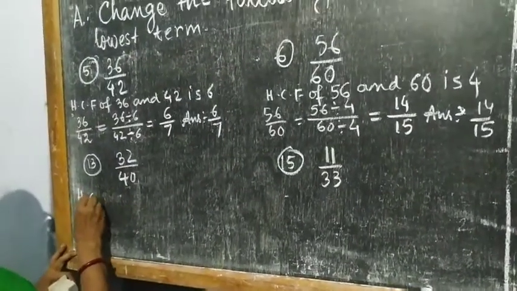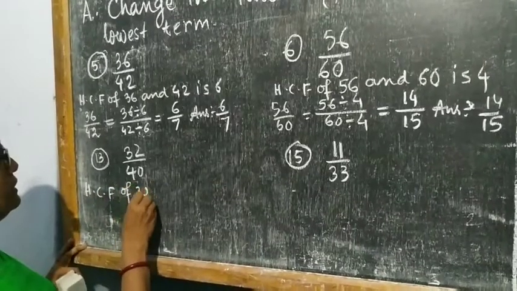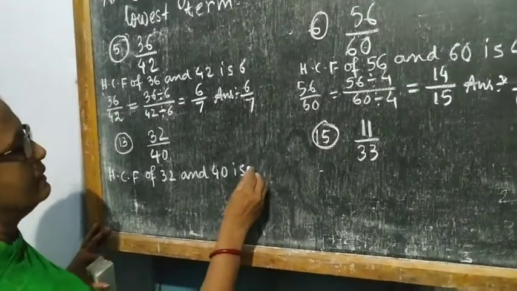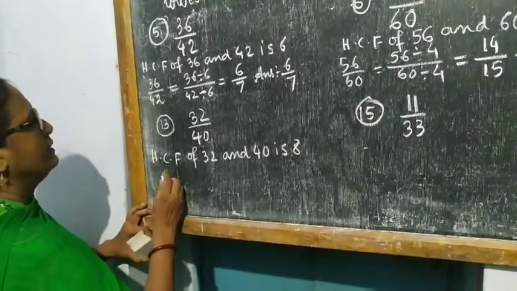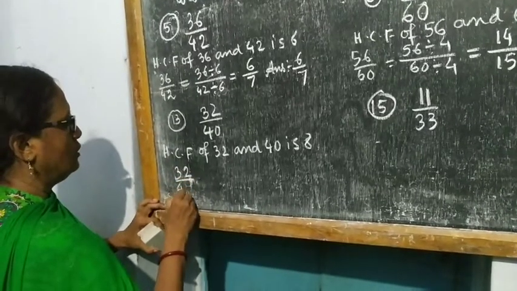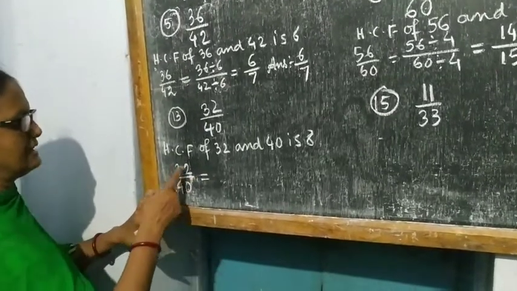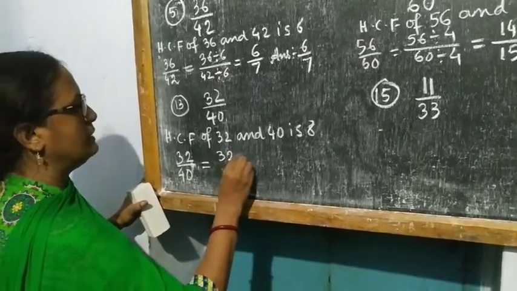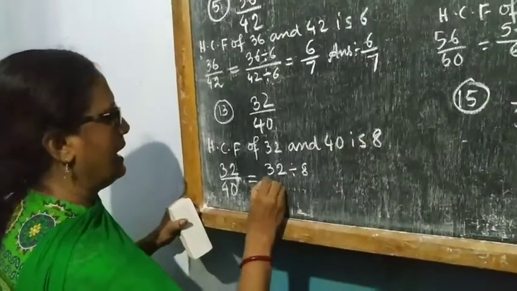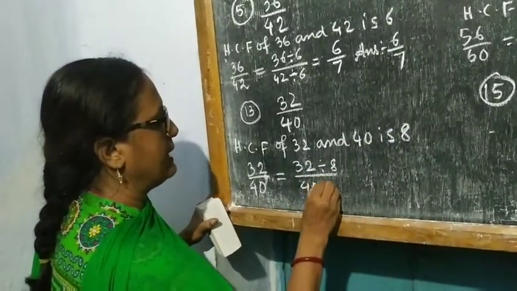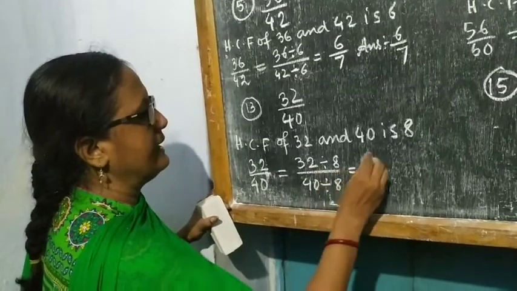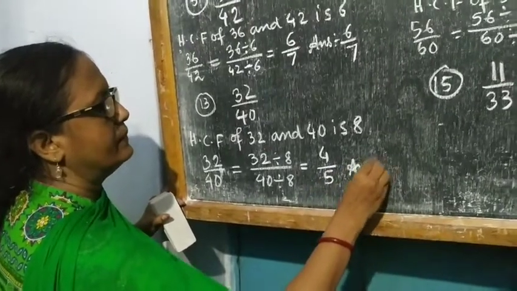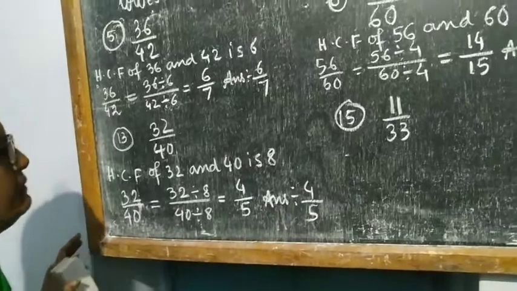So the HCF of 32 and 40 is 8. So you divide the numerator and the denominator of the fraction 32 by 40 by 8. So 32 divided by 8 and 40 divided by 8. 32 divided by 8, 4. 40 divided by 8, 5. So the answer is 4 by 5.